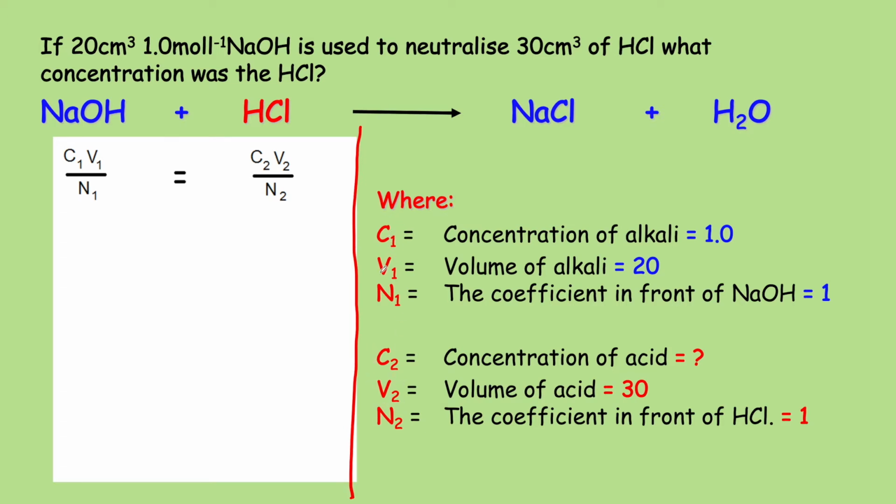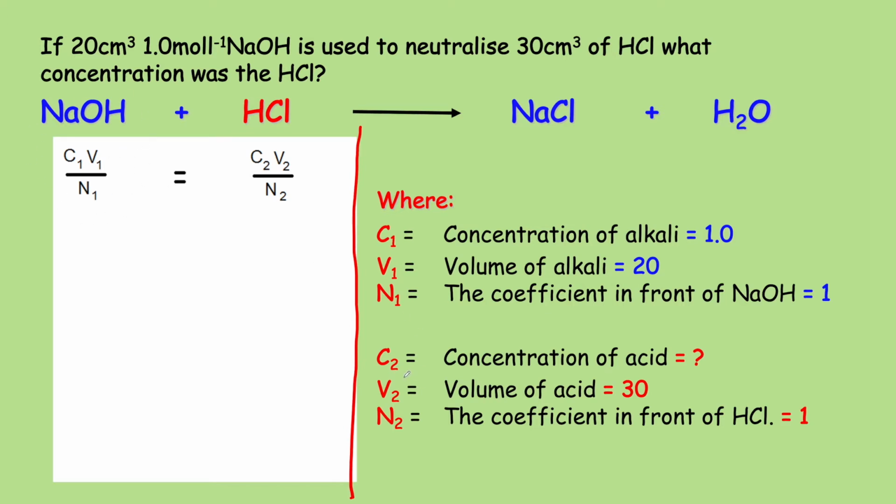Now C1, V1 and N1 stand for the concentration, the volume and the coefficient in front of this first value here. It's C1, V1, N1 because that is the first thing, okay? And you can see here that C1, V1, N1 are right below this formula right here for our sodium hydroxide, okay? That is not a coincidence. C1, V1 and N1 are all relating to what is above it, okay?